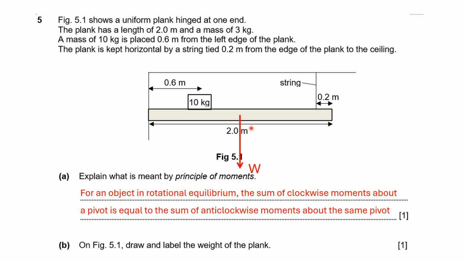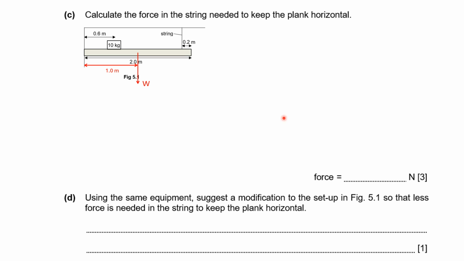Now draw and label the plank, the weights. So right from the center of gravity over here, you have the weight W, and it would also be good for you to label this as 1 meter because the center of gravity is 1 meter from either end. So now moving on, I've just preserved this diagram here.